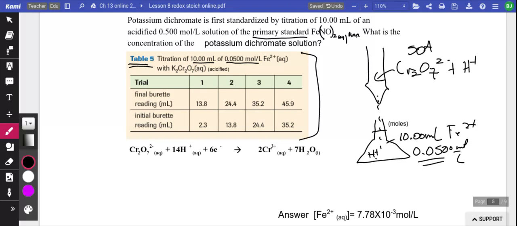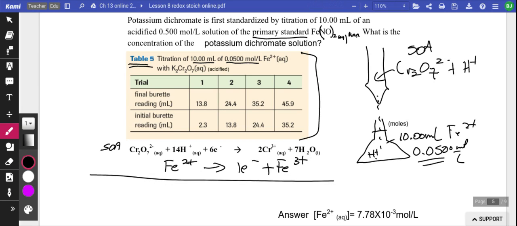Okay, to do the stoich, we need a balanced chemical equation. So here's our strong oxidizing agent. Iron 2+ is our reducing agent if you look it up in the table of relative strengths. Reducing agents, so we're in this column. Oh, there it is right there. So here it is as a reducing agent. It loses one electron and becomes iron 3+.